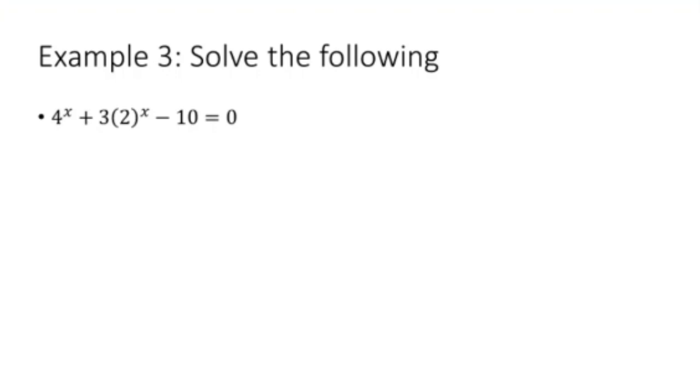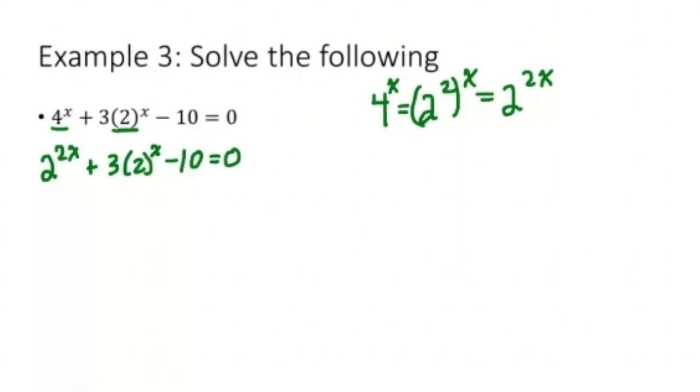To help us see how to do our substitution, let's focus on the 4 to the x. The reason why I'm focusing on the 4 to the x is because we know 4 equals 2 squared. So 4 to the x would equal 2 squared to the x, which equals 2 to the 2x. Now the reason why this is helpful is I already have a 2 to the x in my equation. Now I can see my first and second term are some transformation of 2 to the x. So I'm wondering now if my substitution should be 2 to the x.